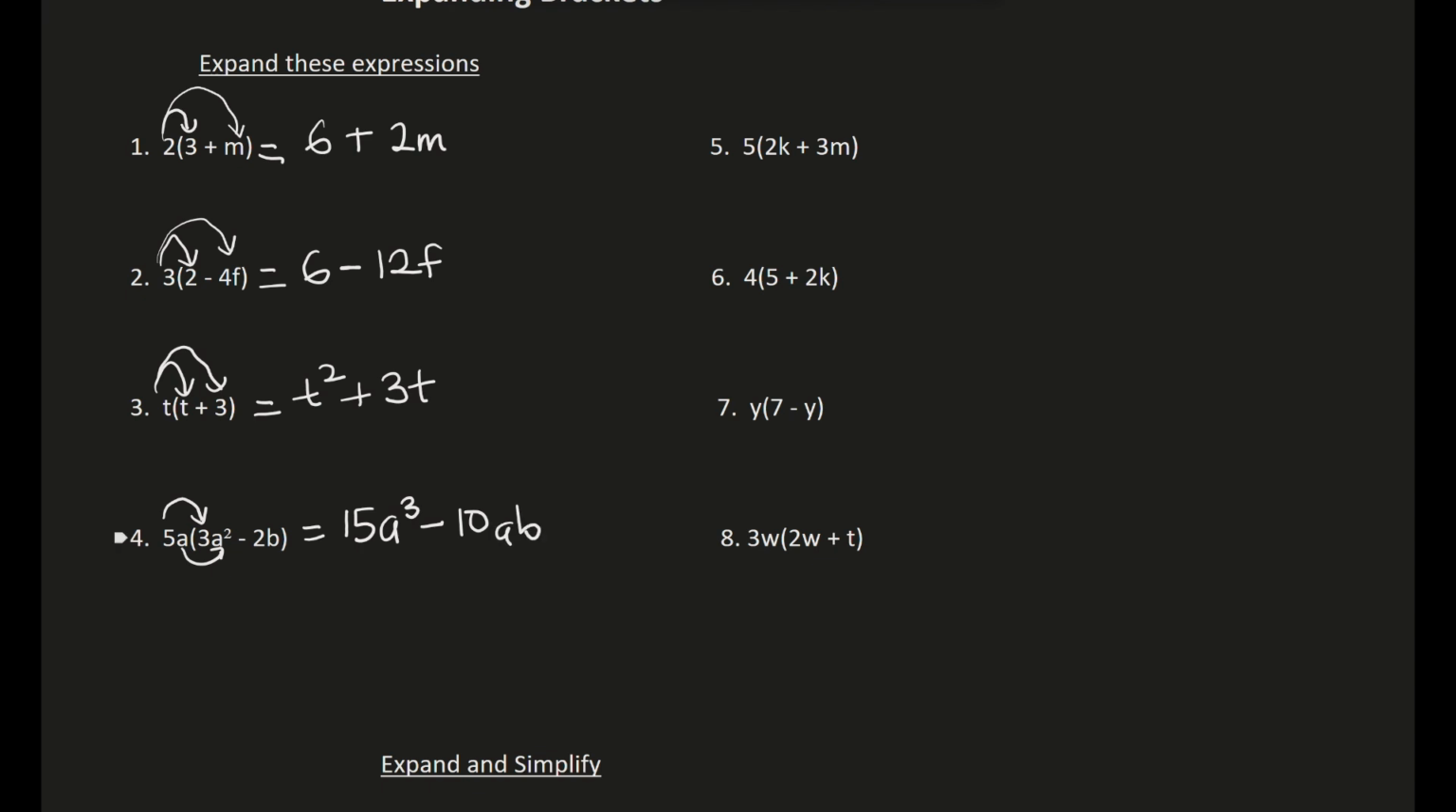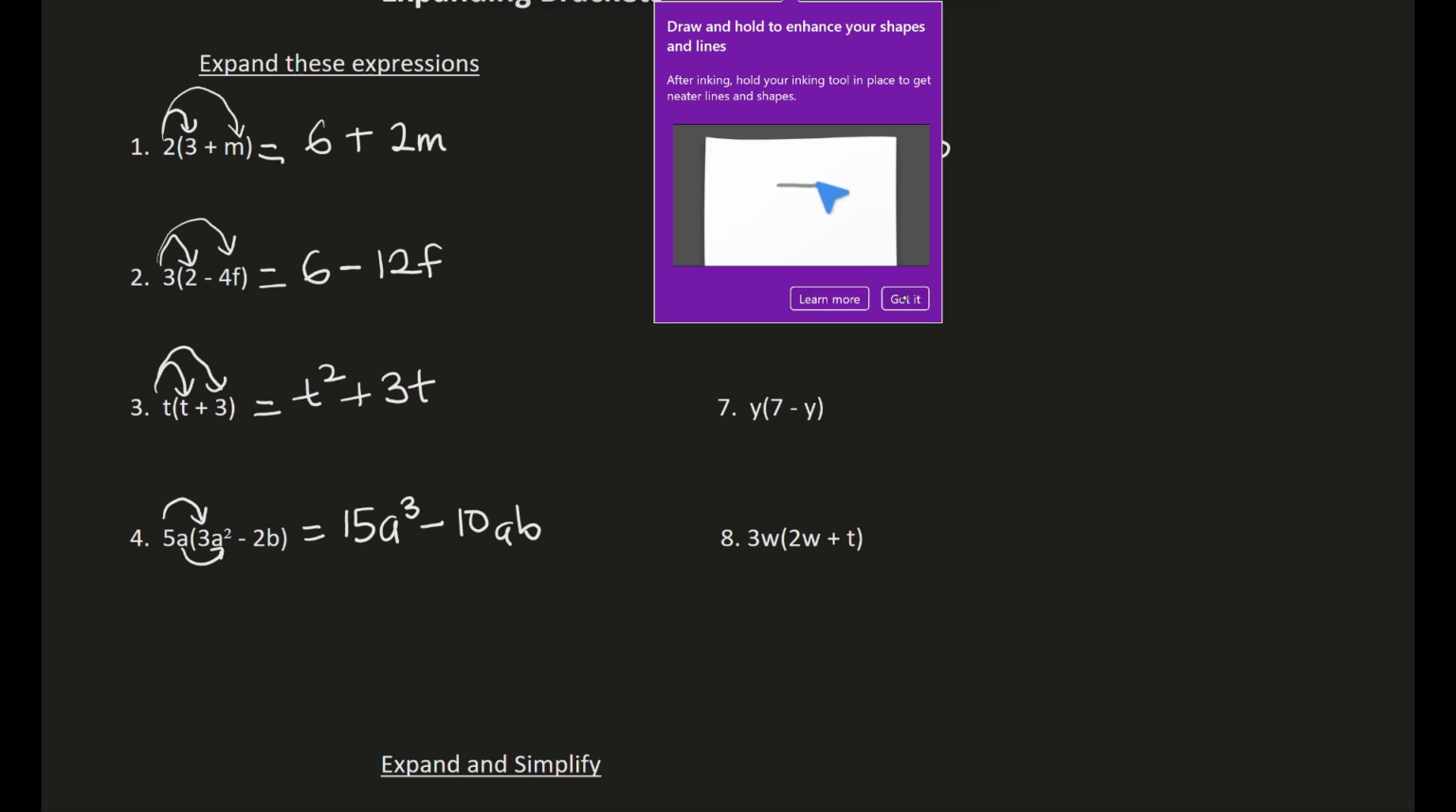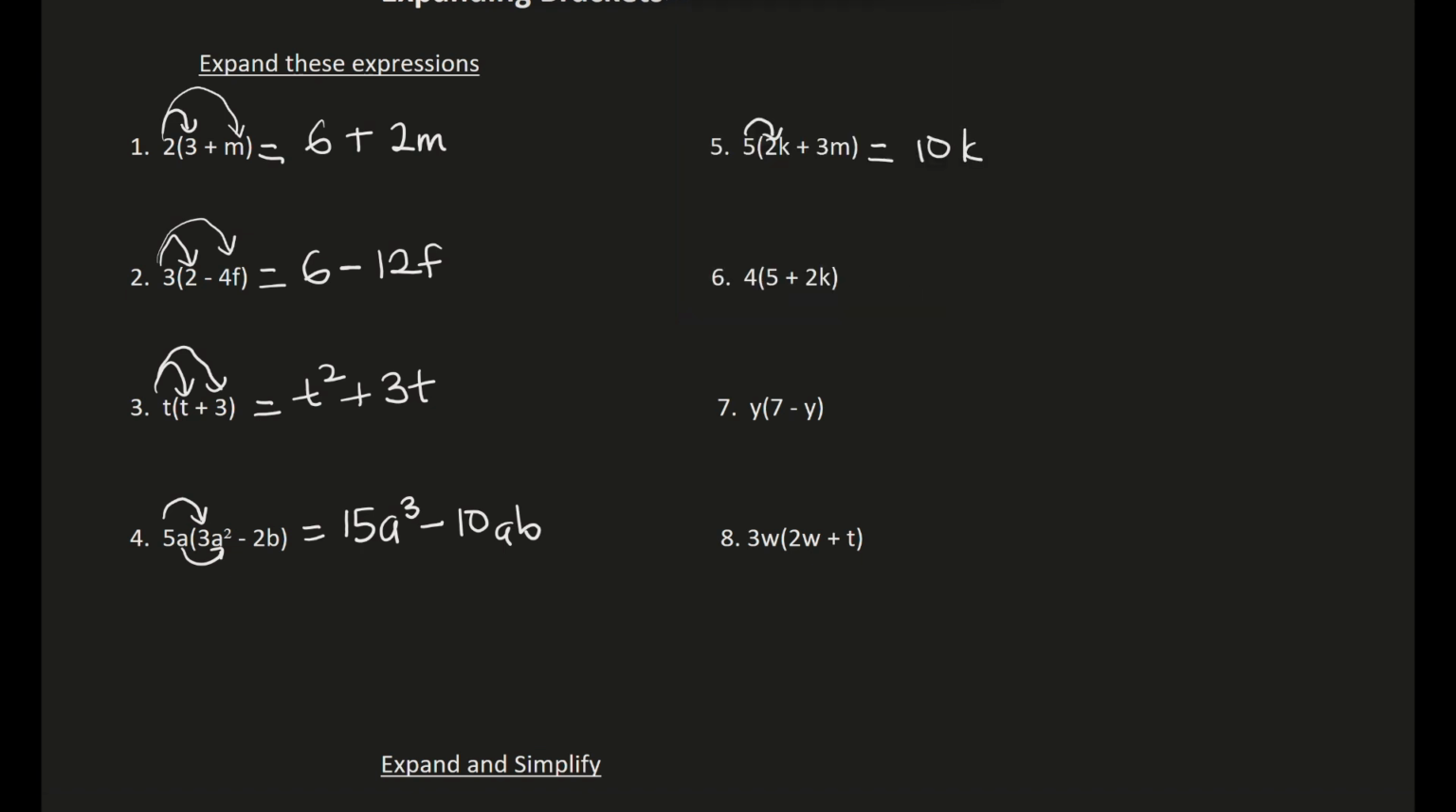Now you can pause the video and work out question 5 to 8. Right, let's move on. Question 5. Please mark when you're done working this out. Question 5. 5 times 2, that gives me 10, so that is 10k. And then 5 times 3m, that gives me 15m.